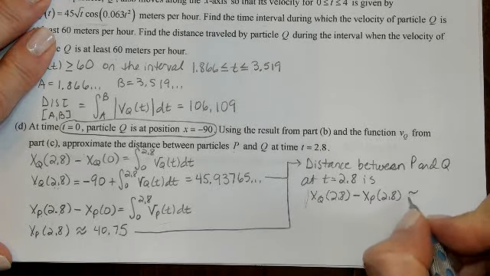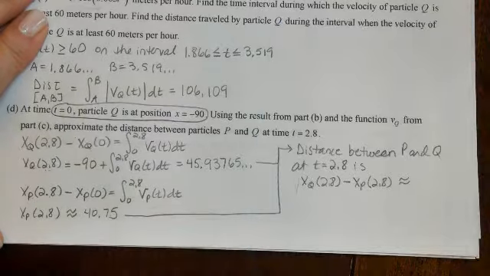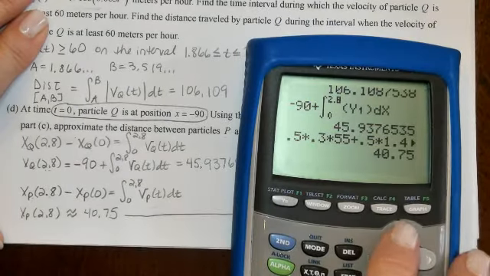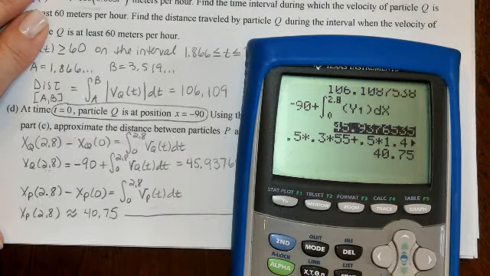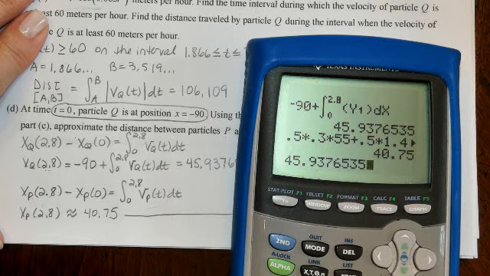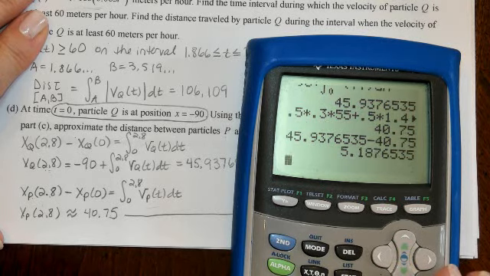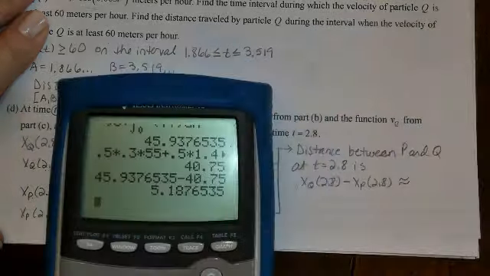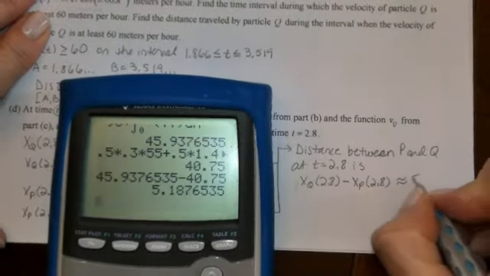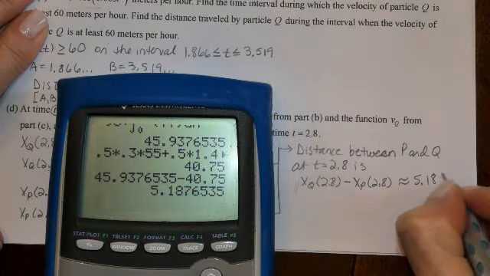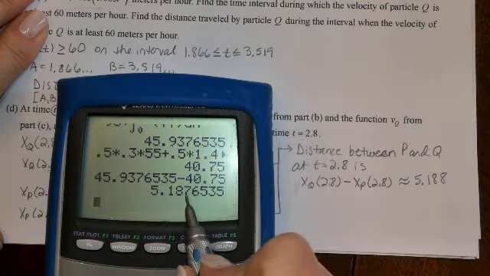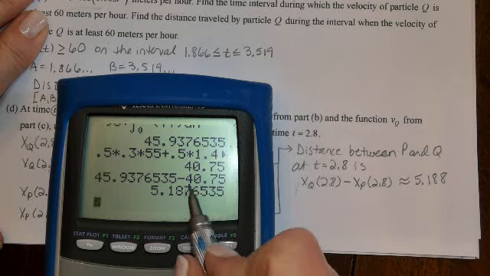And that is approximately equal to, go grab this answer, minus that answer. So the distance between the 2 points is approximately equal to 5.188 or 7. You can round this up to an 8 or you can leave it at 7.